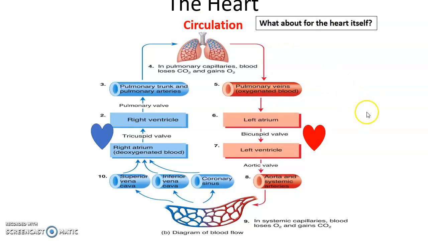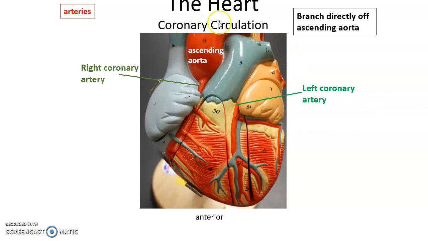And it turns out the answer to that is yes, it does. And this is called coronary circulation. So coronary circulation is the blood vessels carrying blood to and from the heart itself. Now, the beginning of coronary circulation occurs right at the very base of the ascending aorta.